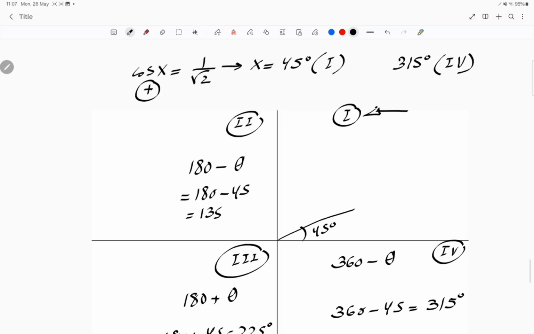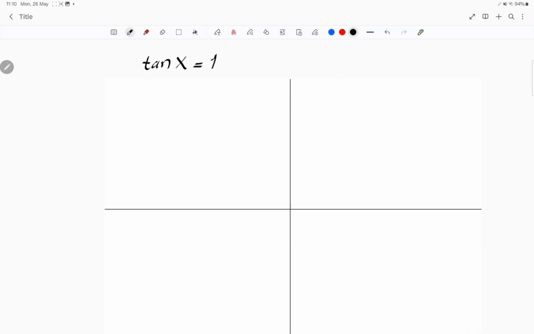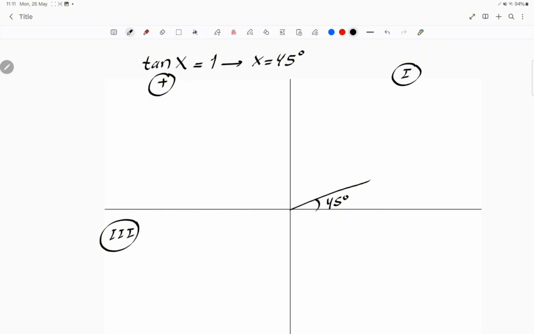Let's try more angles now. So in the case of tan x is equal to 1, x would be equal to 45 degrees. But here's the issue. Tan here is positive, and positive tan can happen in two quadrants, in quadrant 1 and also in quadrant 3. So it's going to be 45 in quadrant 1, but for quadrant 3, like I already taught you previously, it's going to be 180 plus 45. So it's going to be 225 degrees.